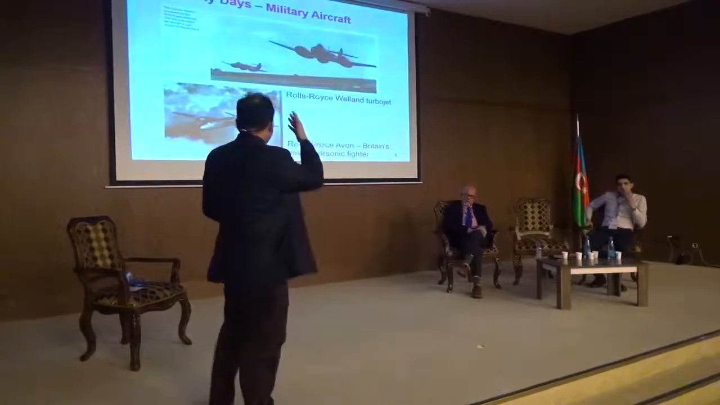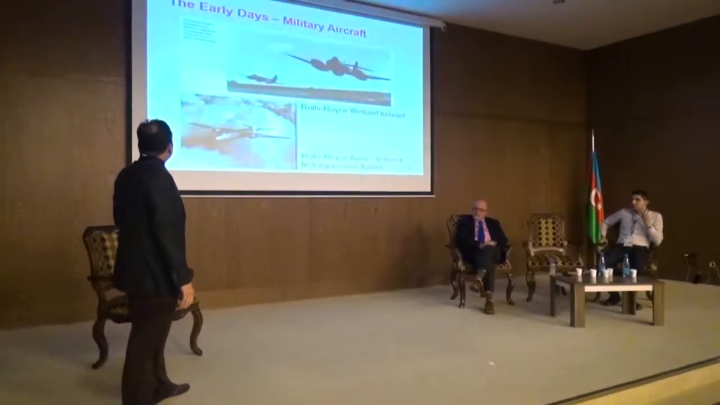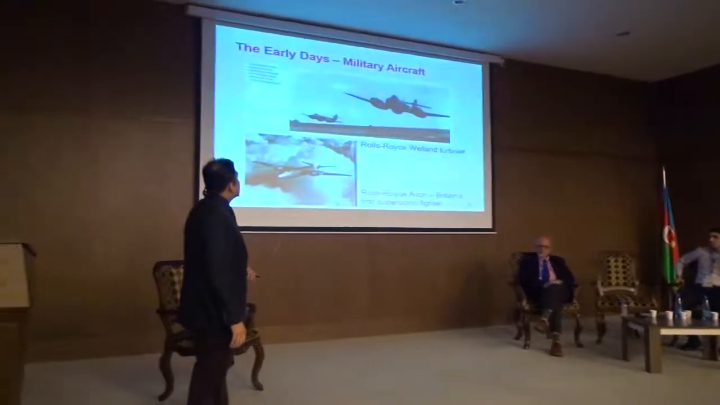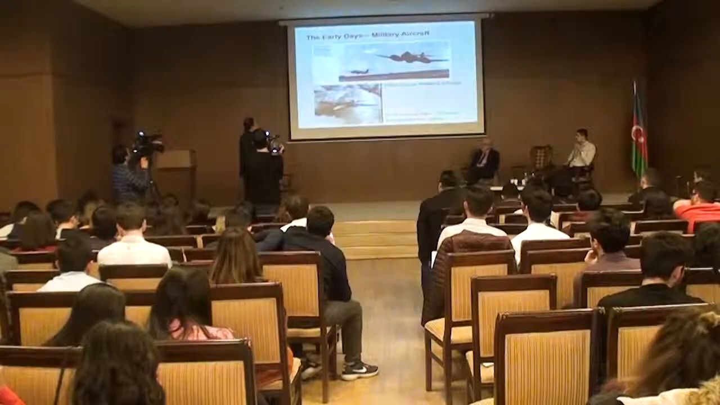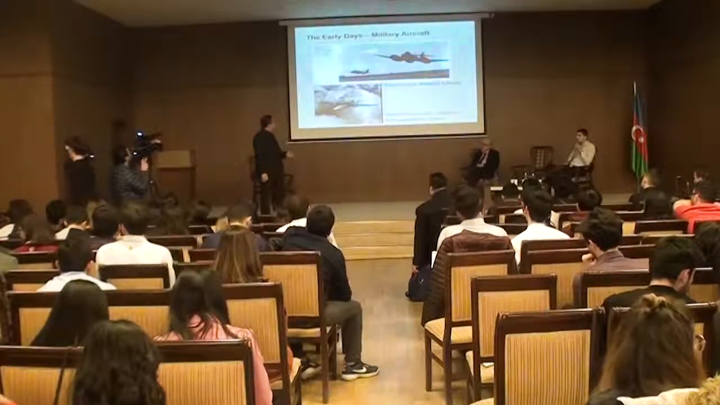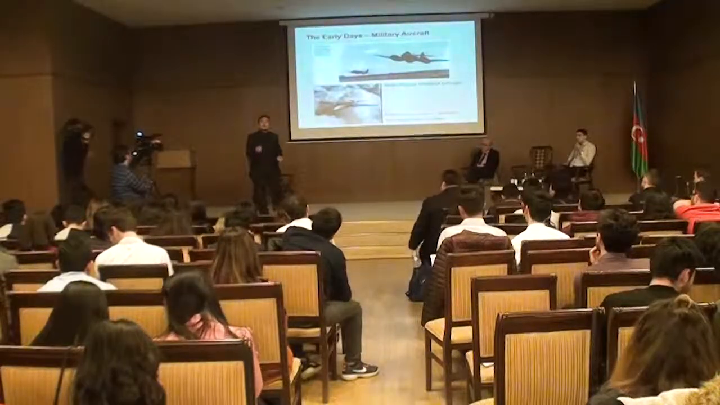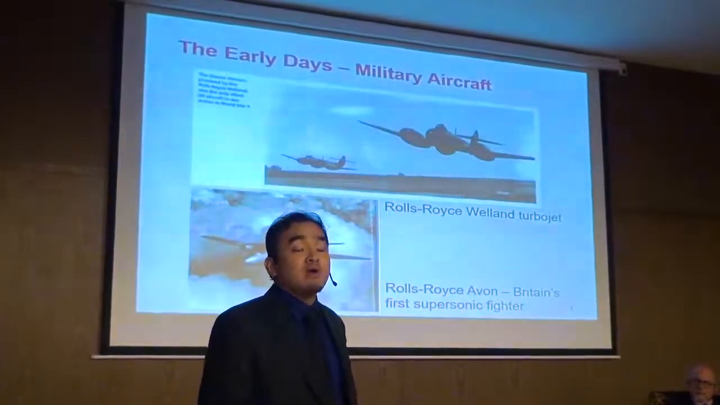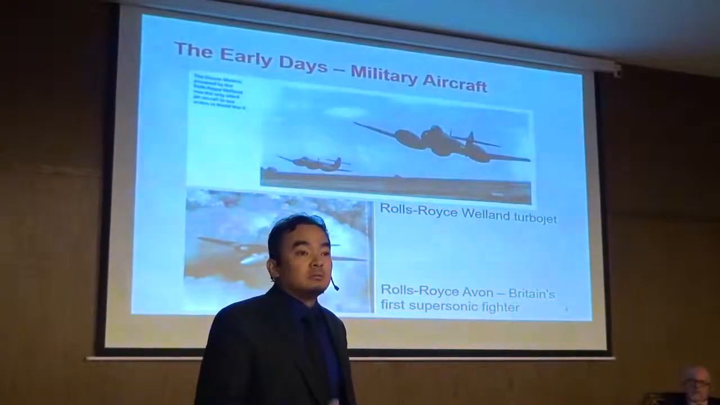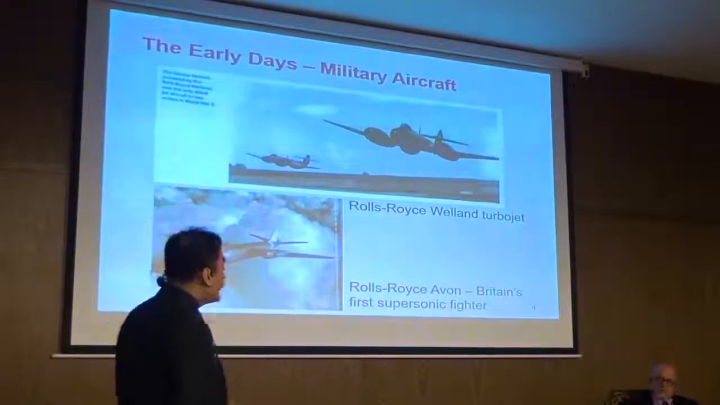So the Gloster Meteor, in the 1940s, actually used an engine by Rolls-Royce, the Welland turbojet. It is the only aircraft used by the Allied forces for military advantage. That's why perhaps the speed brought the advantage to the Allied forces during World War II.